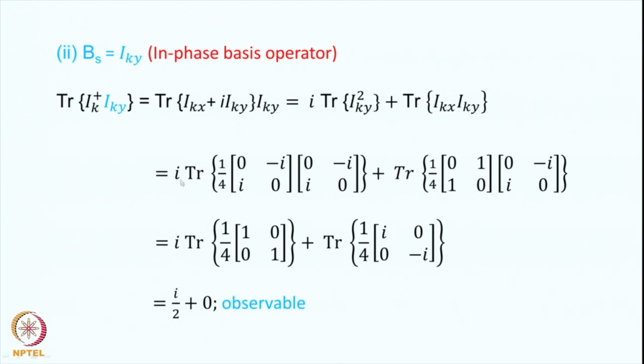So here I get I is here and this gives me 1 by 4, IKY square obviously is 1. So therefore this is 1 0 0 1 plus trace 1 by 4 I 0 0 minus I. So this again gives me half, but there is a factor I here, therefore it gives me I by 2, and this one gives me 0. Nonetheless it is non-zero and therefore this is observable.